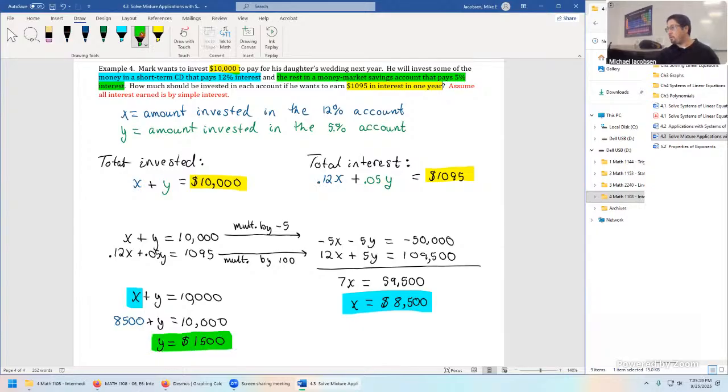So that's the amount that Mark should invest in the second account. 8,500 is the amount Mark should invest in the first account if he wants to earn the 1,095 interest in 1 year. This problem is slightly more realistic because no money has been invested yet. So it's like you're the financial advisor here.